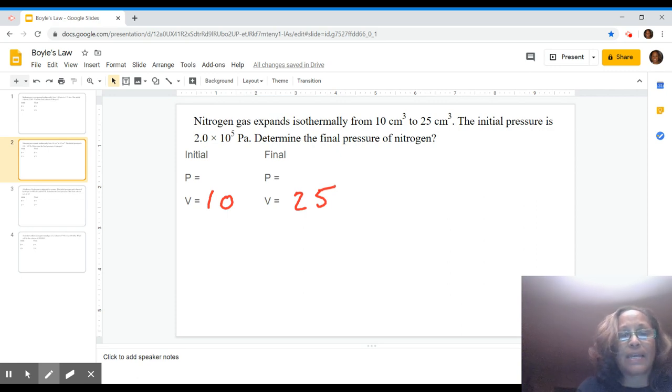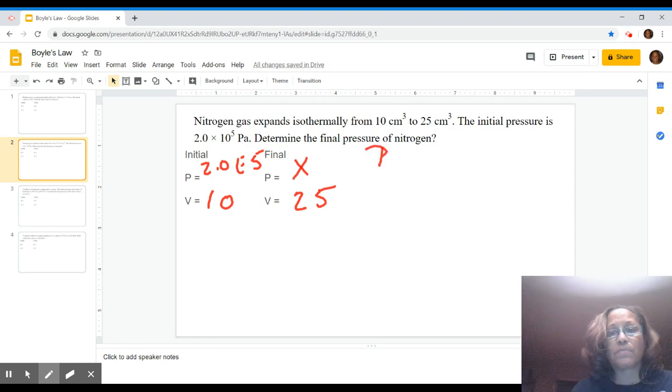I'm going to write that times 10 to the fifth with an E. So it's going to be 2.0E5. Remember, E is the same thing as times 10. It's an exponent. Now I have everything ready, and the pressure that I'm looking for is the final pressure. It's X. So now I'm going to plug everything into the formula.